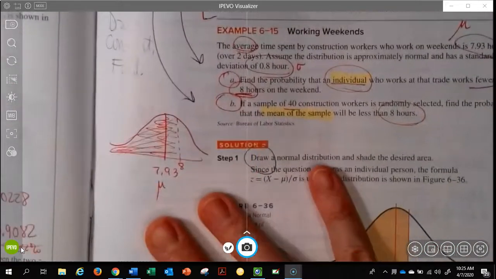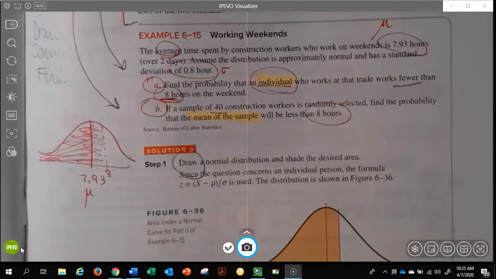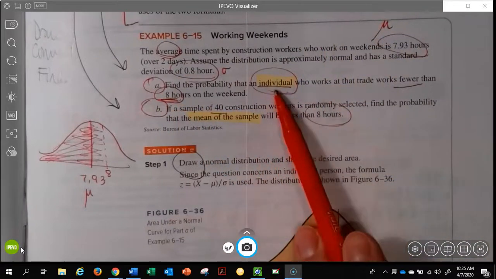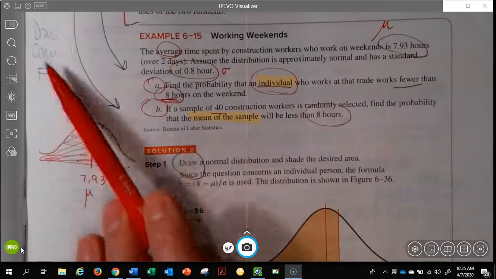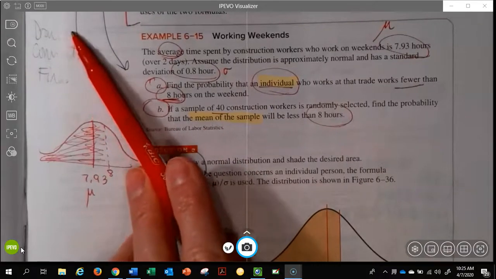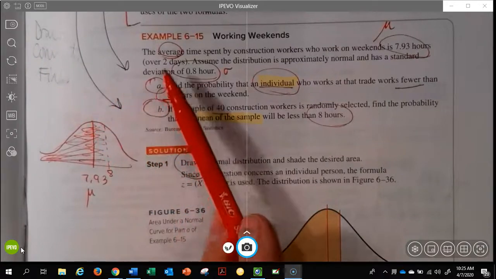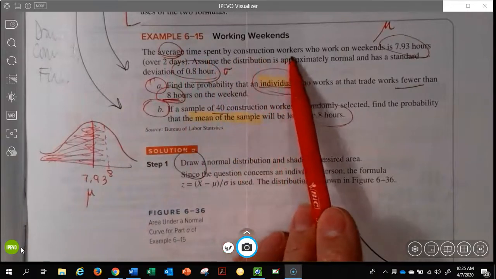And so we're now going to work through 6-15. I'm on page 341. When we work through these, we're going to do A and B. You probably have already guessed: one of them is going to be for individual, and one of them is going to be for the sample. I've also written to myself on the side, draw, convert, find. Draw, convert, find.